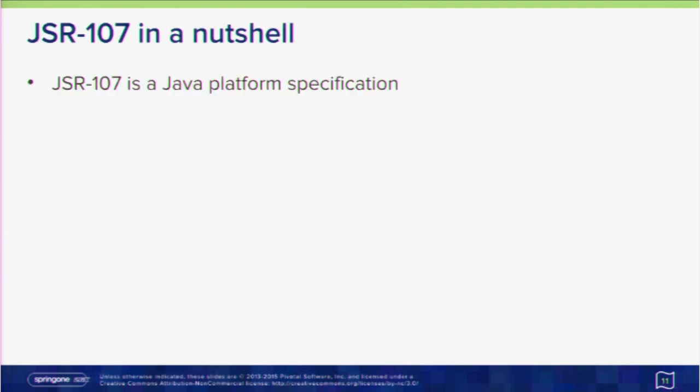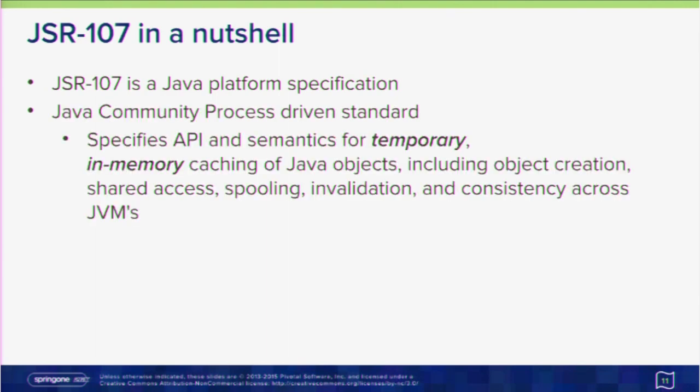So what is JSR 107? JSR 107 is a Java platform specification. It's gone through the JSR process. What is the JCP process? It's a community-driven standard. JSR 107 says it is an API and semantics for, the emphasis is ours, temporary in-memory caching of Java objects, including object creation, shared access, spooling, invalidation, and consistency across JVMs. Try not to look at the bit at the end. It's not very good at doing that, in my opinion. Concentrate on temporary in-memory caching. That's really what 107's focus is when you start looking at it rationally.